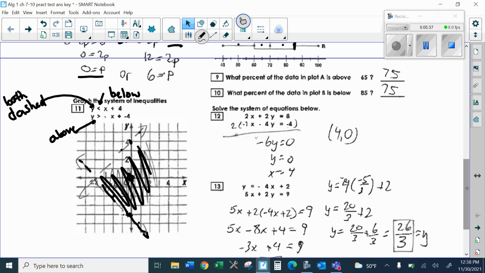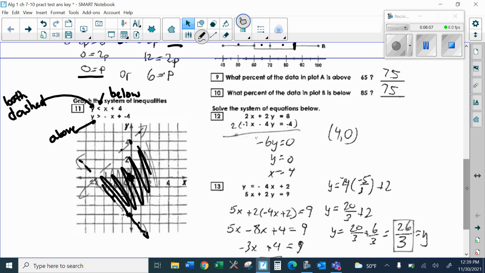Number 12, solve the system of equations below. So we're going to eliminate, they're in standard form. In standard form, the easiest one to use is the elimination method. And so I'm going to look to see, can I multiply one of the equations by a number to counteract the top one. So I have -1 here. If I multiply by 2, I get -2. That will cancel with a positive 2x. So I'm eliminating the x here. So multiply the entire bottom equation by 2 and add it to the top.